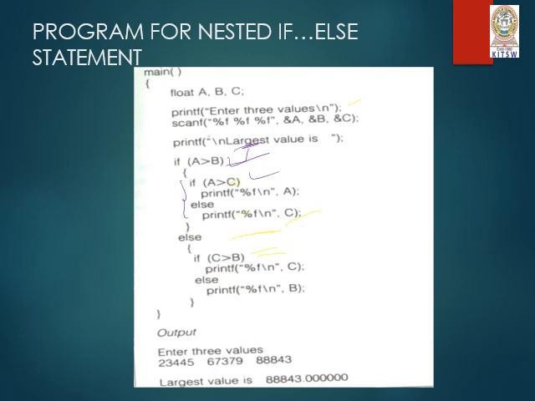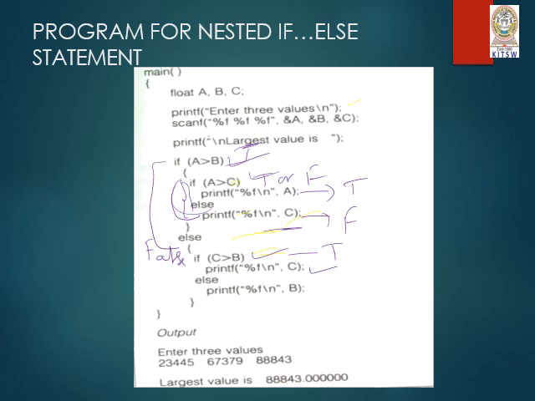If this is true, again within this we will check whether it is true or false. If it is true, then this statement will be printed. If it is false, then this statement will be printed. Then when a greater than b is false, it goes to this block, and in this case the previous block is not executed.